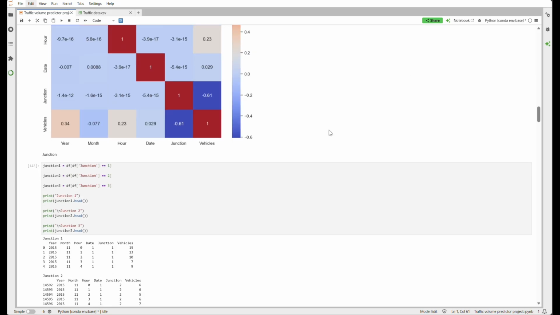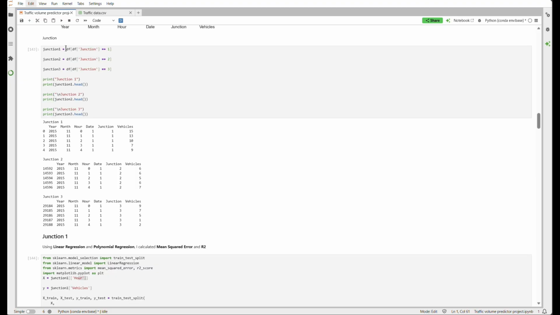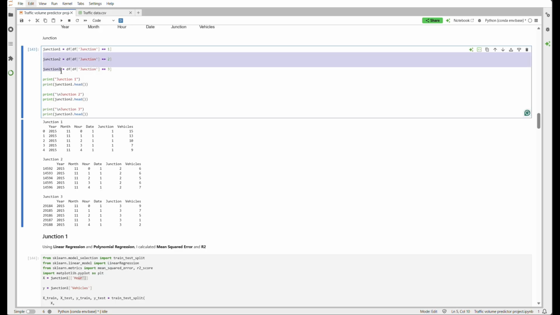Alrighty, so for my portion of the project, we were required to build separate models for each of the three junctions because behavior can vary significantly between locations. I separated the data set into three different data sets: Junction 1, Junction 2, and Junction 3. This allowed each model to learn traffic behavior patterns specific to its own junction.